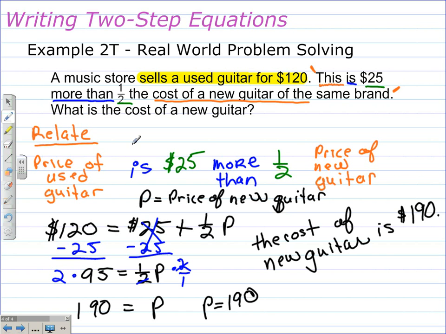So writing a two-step equation really relies on some basic English skills, being able to read and break down a sentence into its various parts. In this case, its math parts.